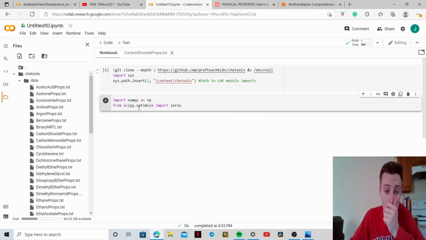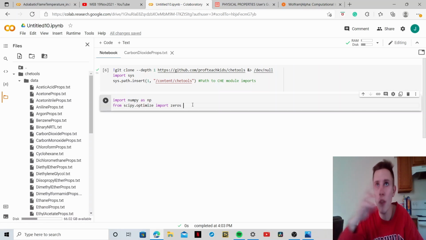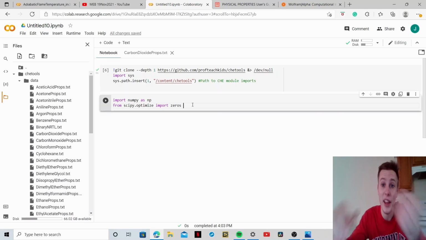This function will allow us, instead of guessing for the adiabatic flame temperature given our starting temperature of 298 kelvins, to get an exact answer for the flame temperature we're looking for, rather than guessing over and over through trial and error. We'll use that towards the end of this.